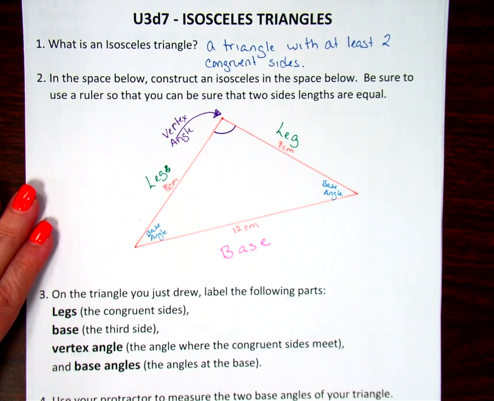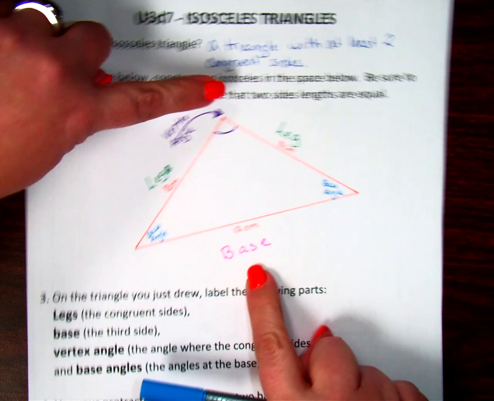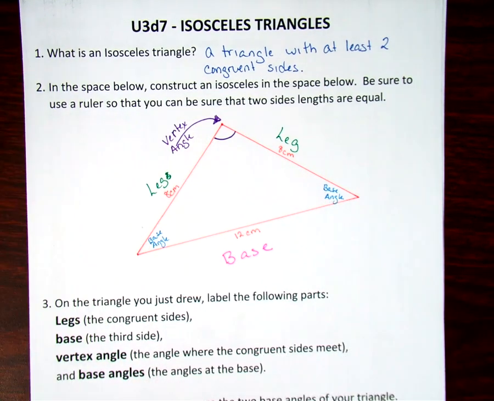Okay, so I've got my two legs. I need to be able to identify my base. My vertex angle is across from the base. And then my two base angles. Okay, so that's new vocabulary we need to make sure we can identify on every isosceles triangle.